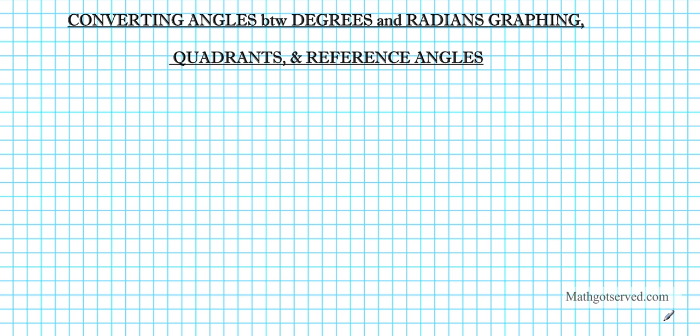Good day, students. In this clip, we're going to go over two examples on how to convert angles between degrees and radians, how to graph them, indicate the quadrant of the terminal side, and also find the reference angles. All right, so let's go ahead and write down the instruction for the examples.